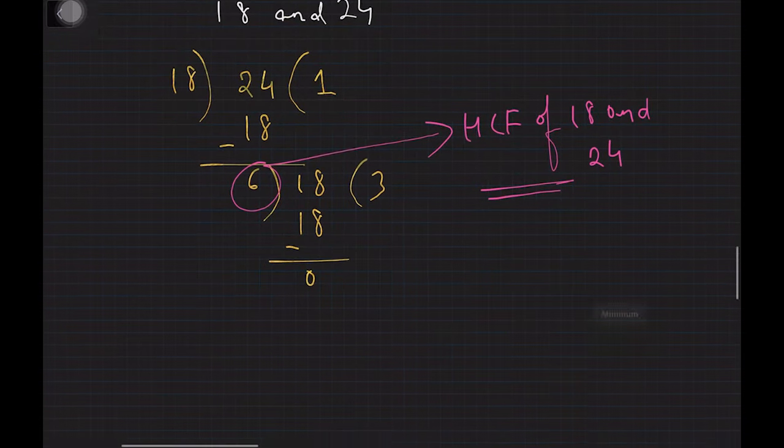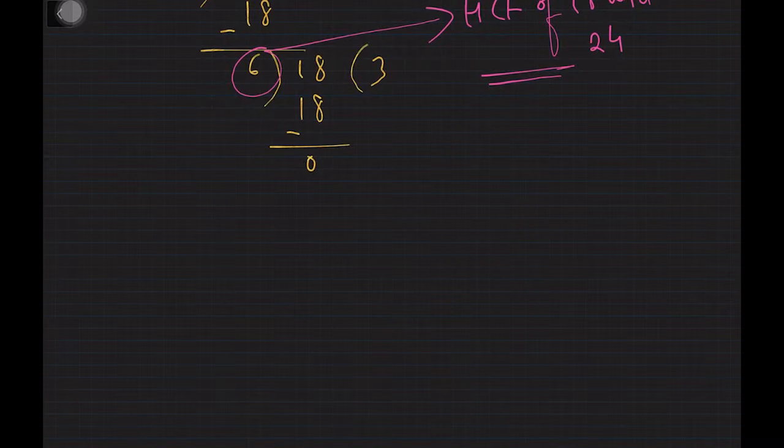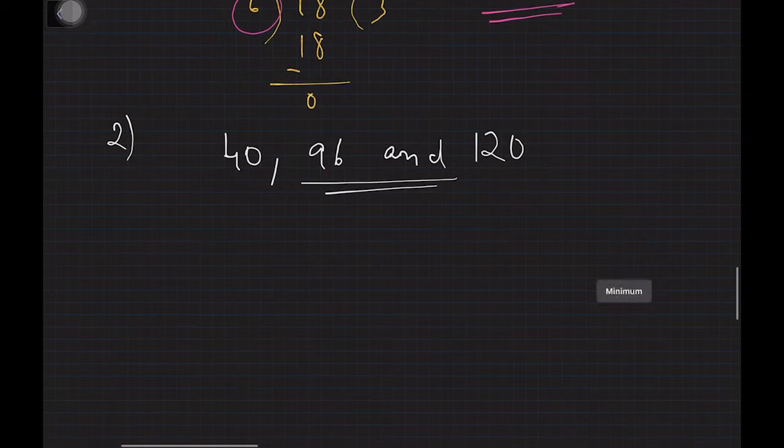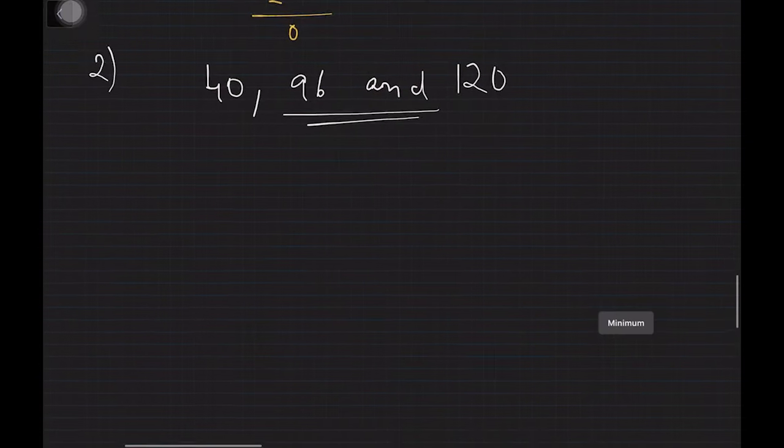Let us take another example. So second problem, let's take the same three numbers which we took in the previous method, 40, 96 and 120. So we need to find the HCF of these three numbers using division method.